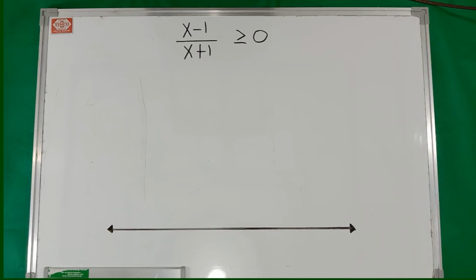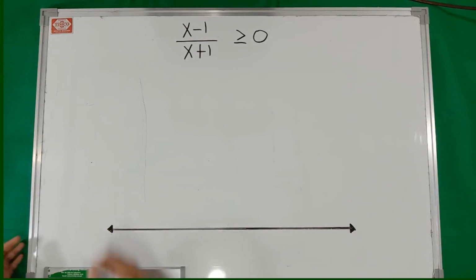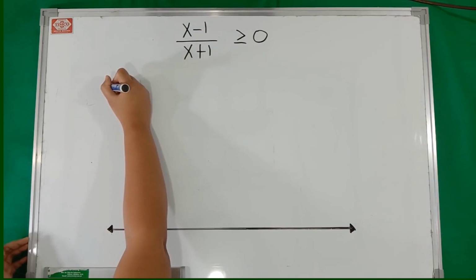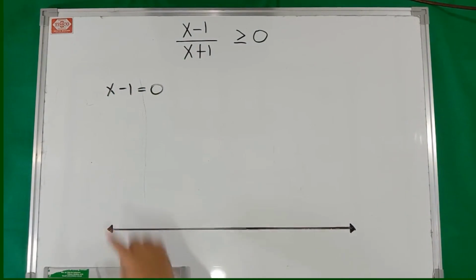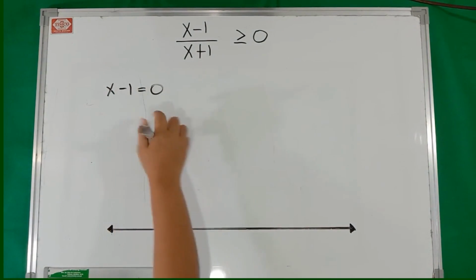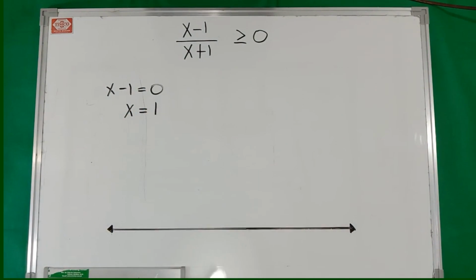So we have here the single fraction x minus 1 over x plus 1 is greater than or equal to 0. Take note that our fraction is positive. So we set the numerator equal to 0 and then we solve for the value of x. Transposing negative 1 to the other side, we have x is equal to 1. That is the first interval.